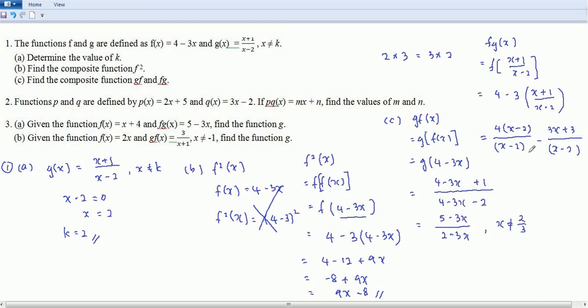When you see a negative, you have to be very careful. This one will become 4x minus 8, minus 3x, and negative times positive becomes negative here, negative 3, over x minus 2. Then this one will become 11x... Sorry, I think I made some mistake. Let me check again.